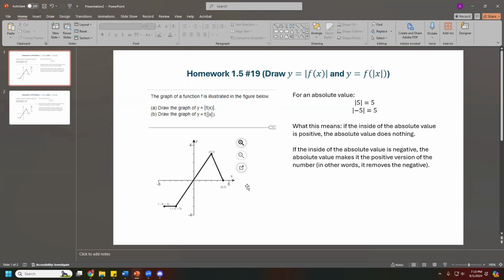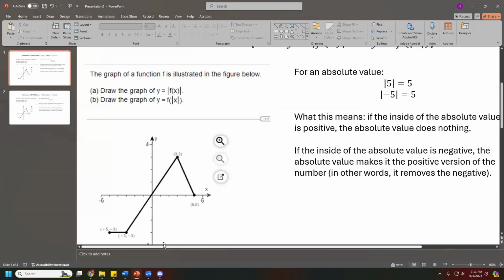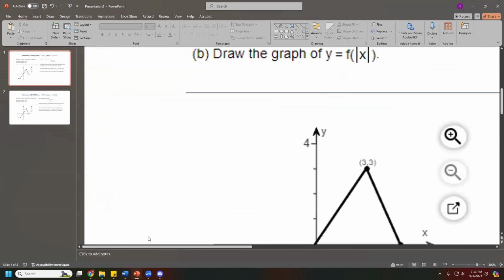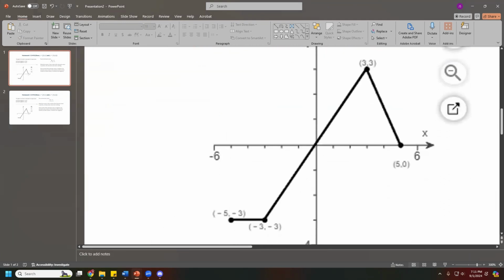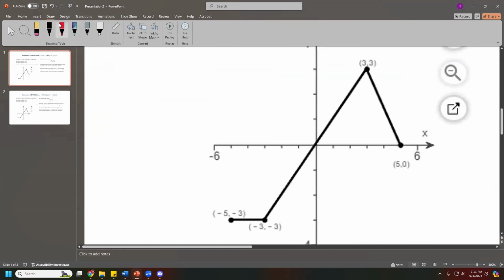Okay? So first off, let's look at part A. It's saying I need to take the absolute value of my entire function. So what this means is every y value that used to be negative, it now is the positive version of what it was. So I'm going to go ahead and zoom in on here and grab myself a drawing tool. Let's really get in there. All right. I apologize for the pixel deficiency. This was the best screenshot I could grab at the moment.